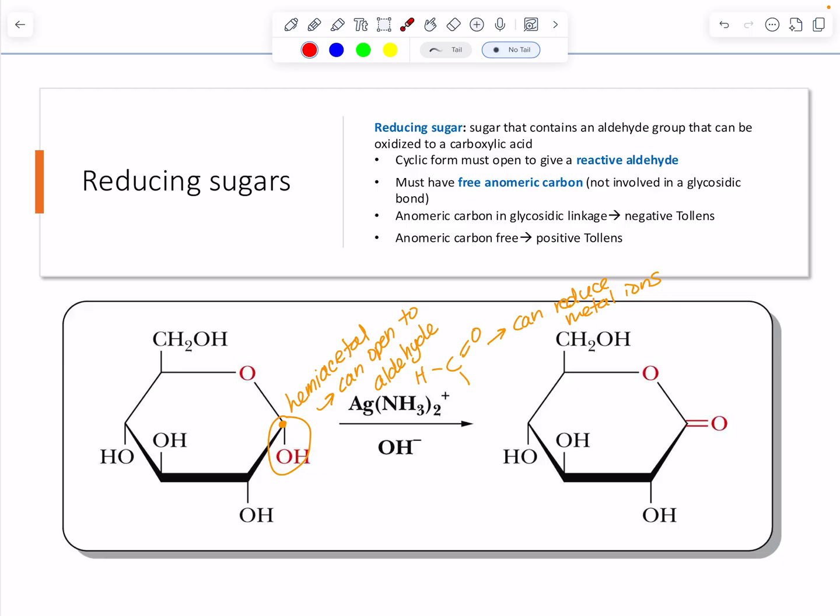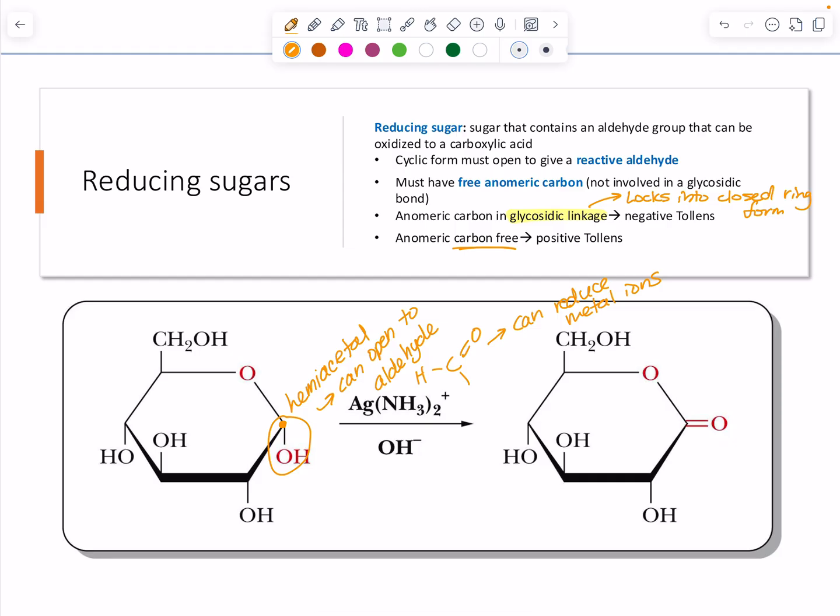So as long as your anomeric carbon is free to open, it can undergo this reaction, and we would call it a reducing sugar. Again, we'll talk about glycosidic linkages that will lock things into closed ring form, and so you would have a negative Tollens test. But if your anomeric carbon is free to open, then you can have a positive test.